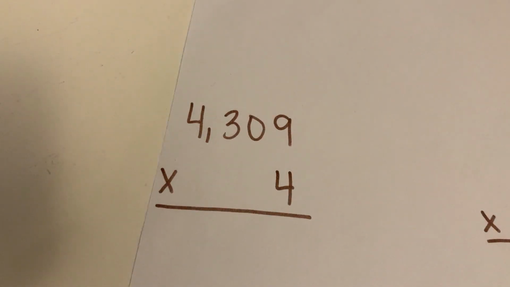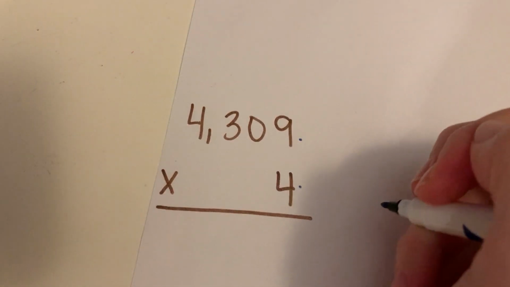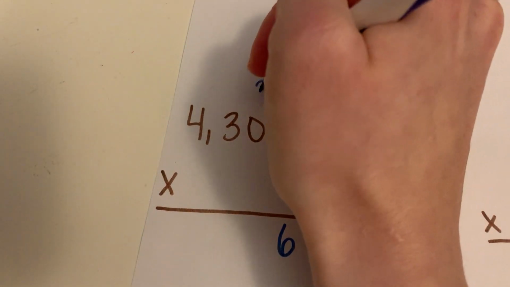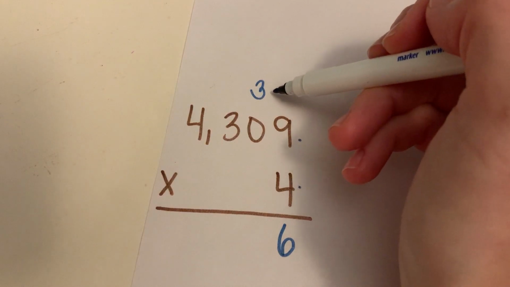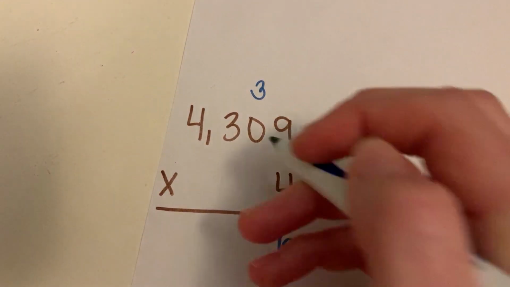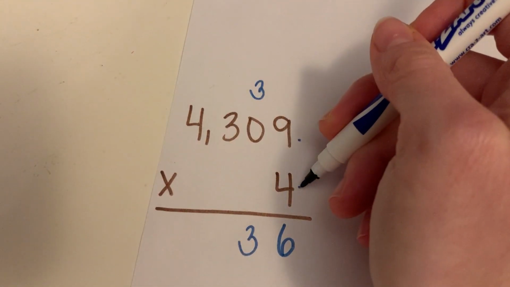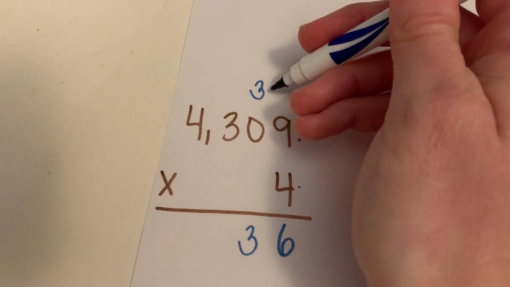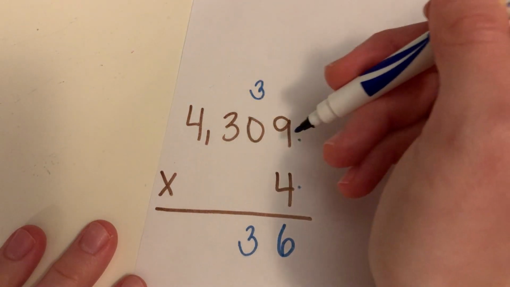All right, I have 4 times 9, which is going to give me 36. I'm going to put my 6 here and bring my 3 up here. 4 times 0, which gives me 0, but I still have this here, so I'm going to add this 3 here. So I end up still having 3 10s here. So 4 times 0 10s gives me 0 10s, plus 3 10s that were bundled and moved over, which means I have 3 10s in the end.